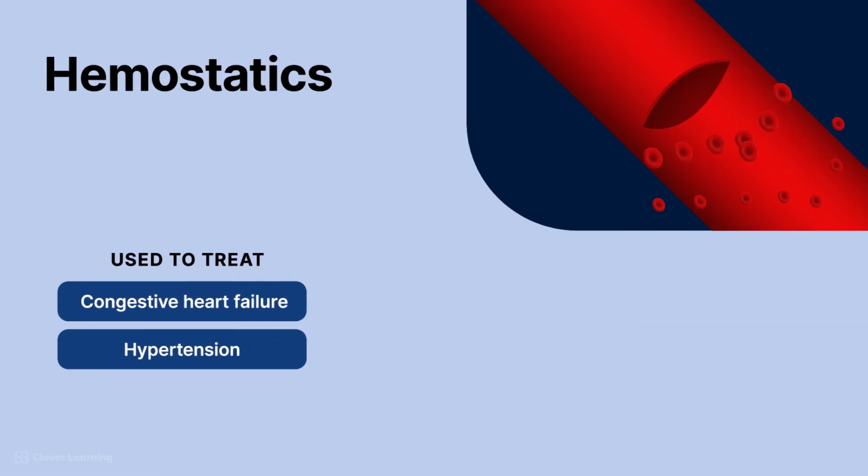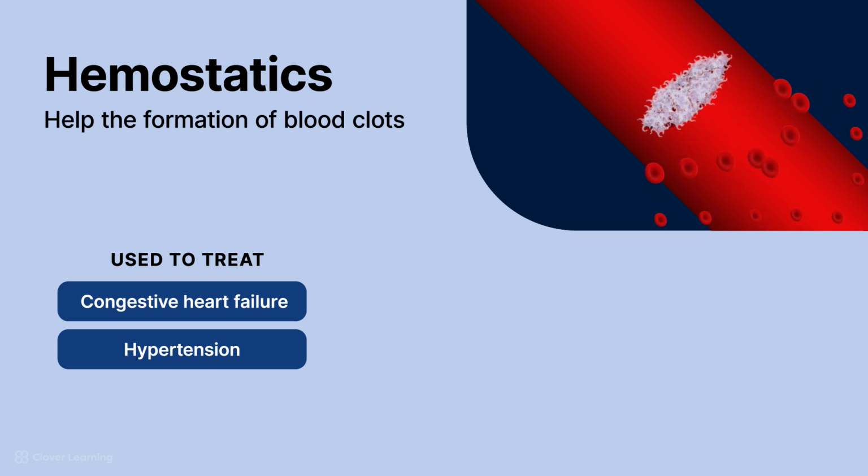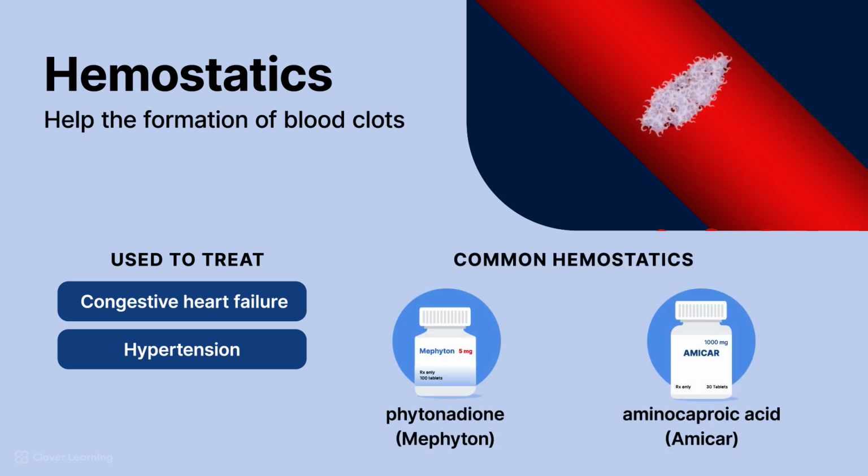Hemostatics have the opposite effect to anticoagulants and antiplatelets. They help the formation of blood clots. Common examples of hemostatics are phytonadione, marketed as Mephyton, and aminocaproic acid, marketed as Amicar.